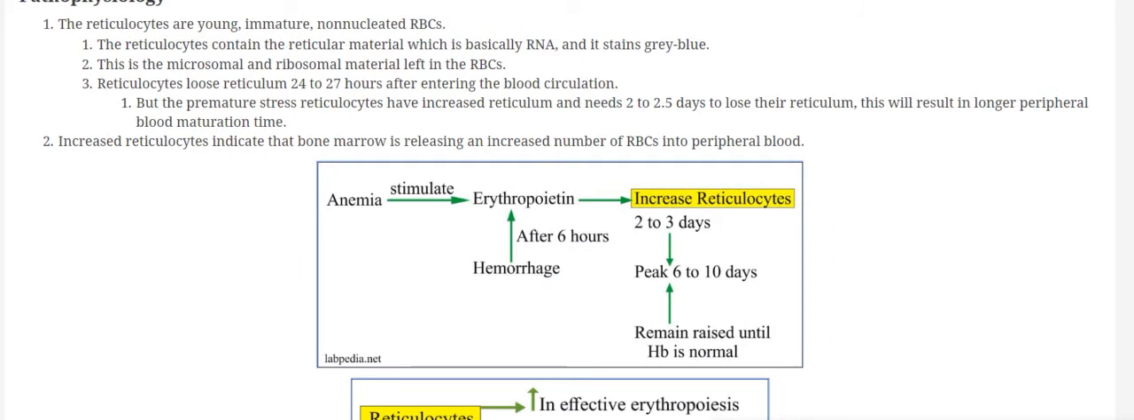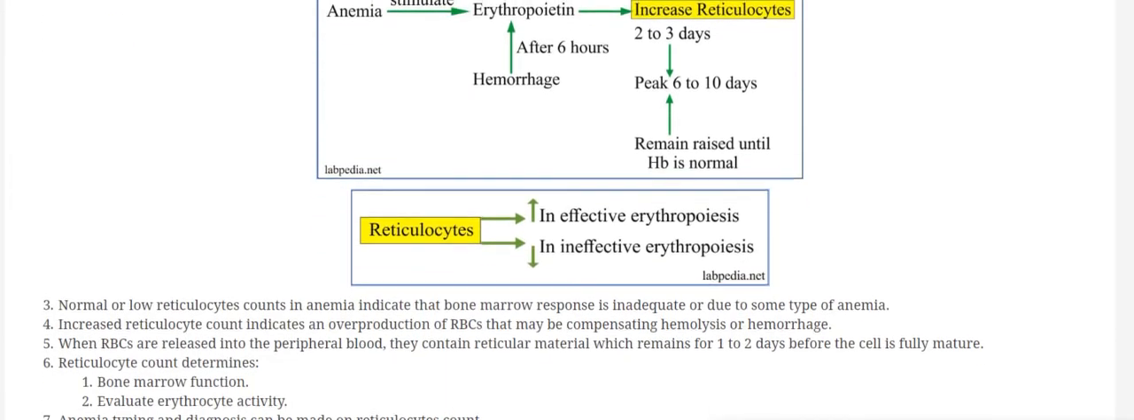Now, whenever there is anemia, it will stimulate erythropoietin production. And if there is a hemorrhage, after 6 hours, again erythropoietin is produced, and erythropoietin stimulates bone marrow, and it gives rise to increased production of reticulocytes. An increased reticulocyte count will be seen after 2 to 3 days. Peak level is 6 to 10 days. Now, reticulocyte count will remain raised until the hemoglobin becomes normal.